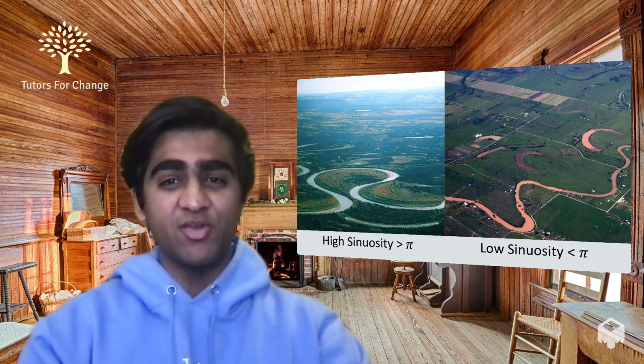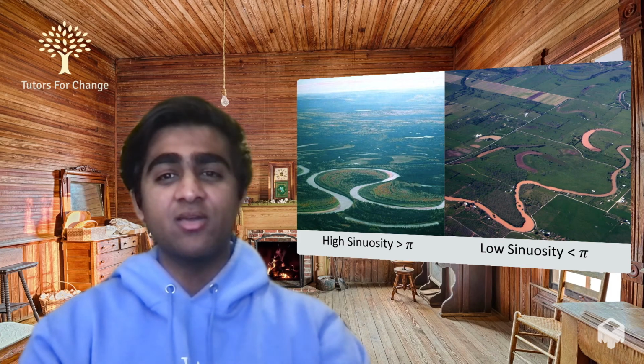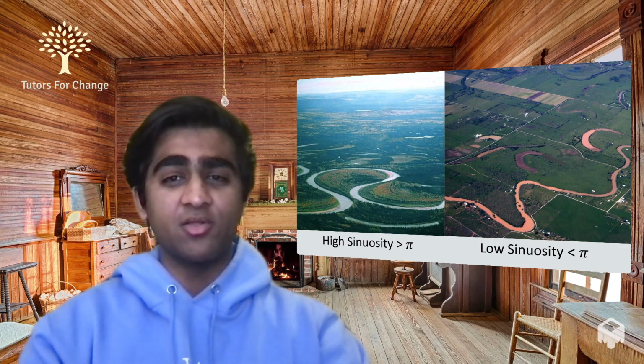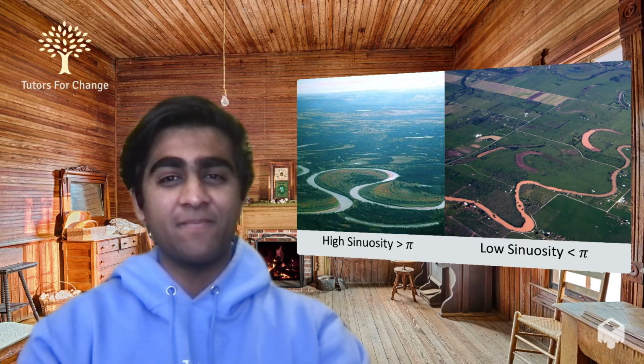Here's a question for you. Do you think this is true? Do you think that the average sinuosity of all rivers on Earth should be around pi? Let us know what you think in the comments below. Thanks so much for watching and happy learning.